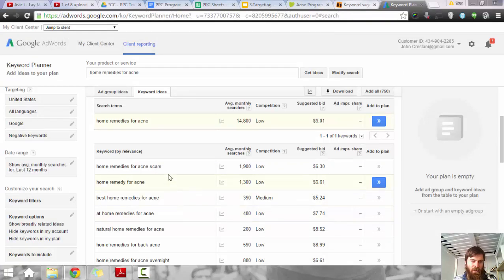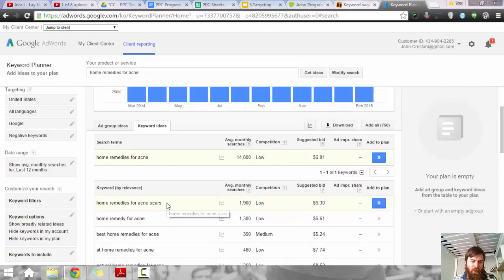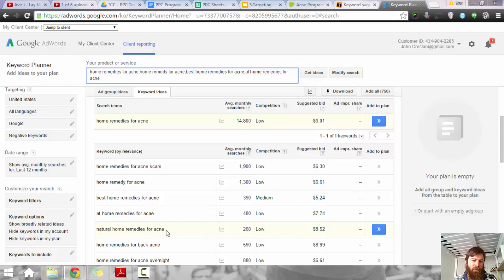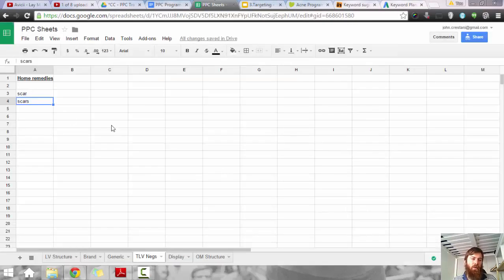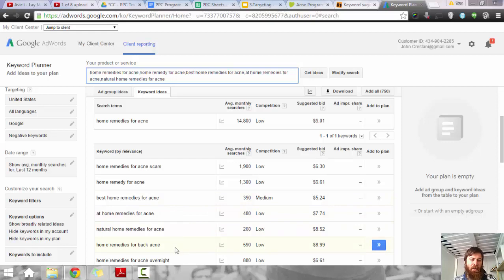At-home remedies, natural home remedies. Let's do home remedy for acne, because we're not going after scar-related stuff, so we're just going to focus on the slightly broader version of home remedies, at-home remedies for acne. Let's get rid of back. We'll talk about back acne in another ad group, which is specific to back acne. Because I want to address acne, back acne, and another thing, natural home remedies for acne.